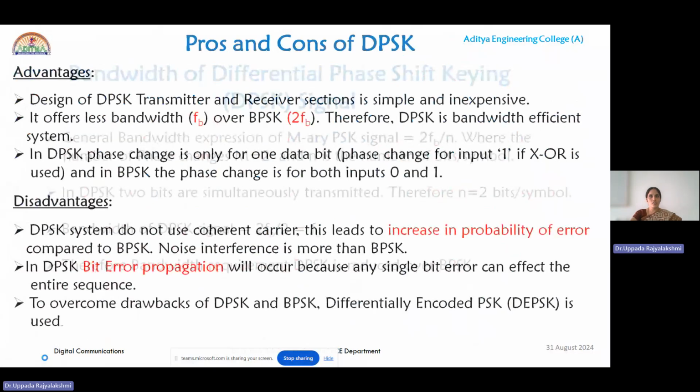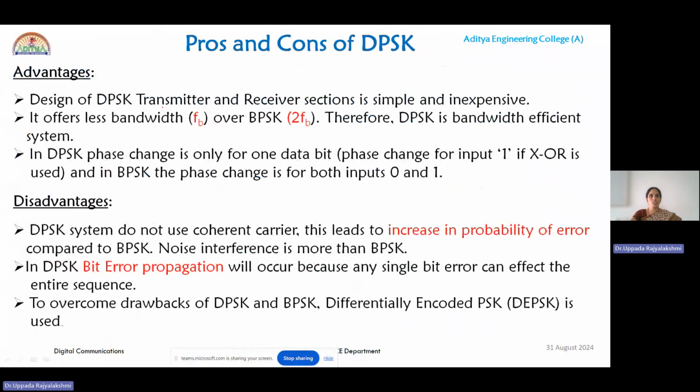Coming to the advantages of DPSK, we already know that the principle is simple and the design is also simple, and it offers less bandwidth than BPSK. The bandwidth is fb, and for BPSK the bandwidth is 2fb. Similarly, here the phase change is only for the data bit 1 if XOR is used, and in BPSK, the phase change is for both the data bits. These are the advantages of DPSK.